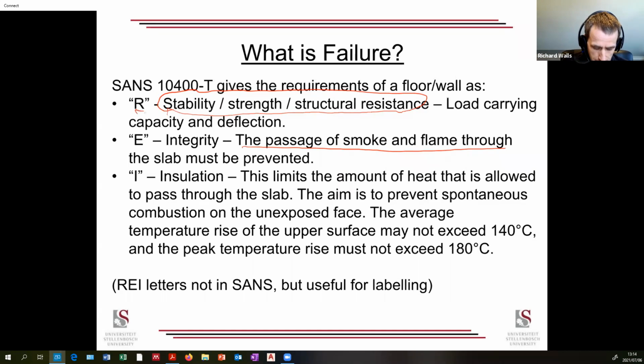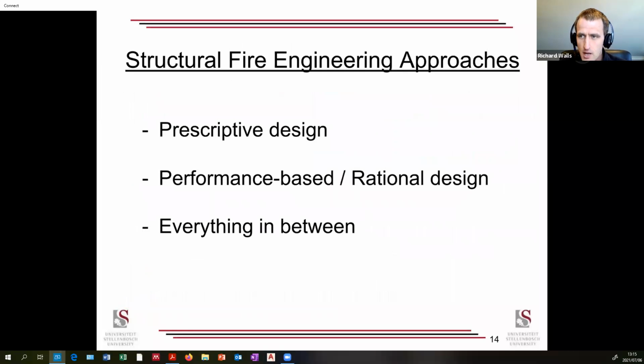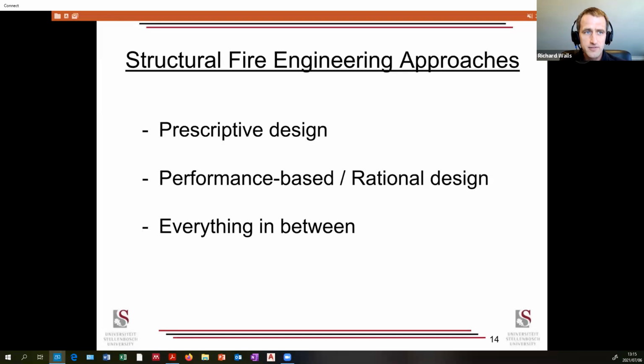I like the REI from the Eurocode. This is not in SANS, but it's useful just to see there are 3 distinct criteria. A column would only have structural resistance, R. But for instance, a non-load bearing compartment will be EI. It needs to have 60 minutes integrity and insulation resistance, even though it's not carrying load. So when we are trying to provide those resistances, there are various ways.